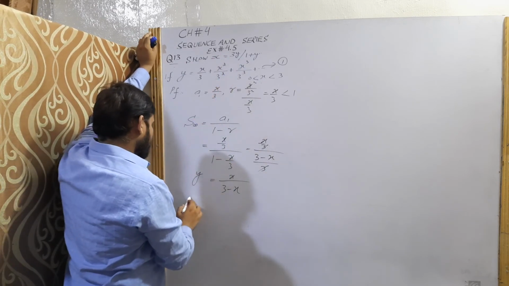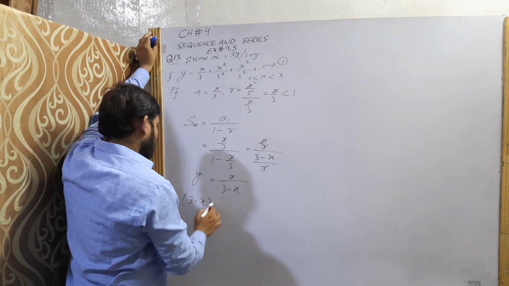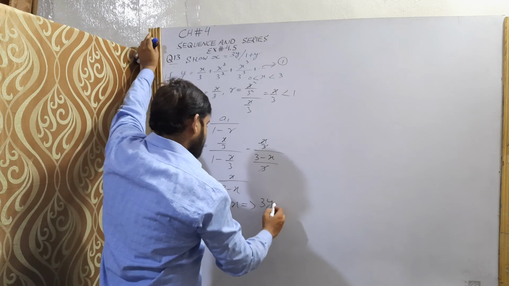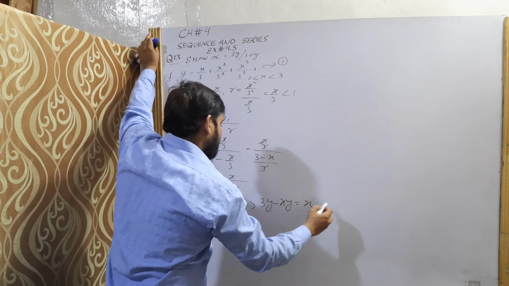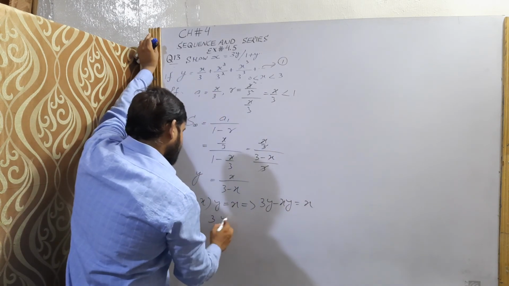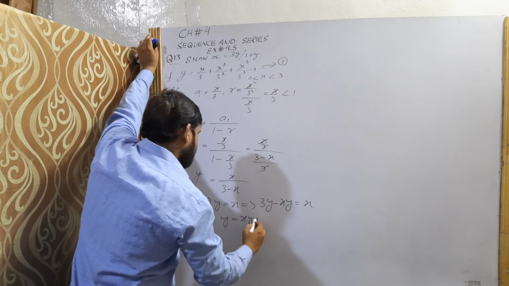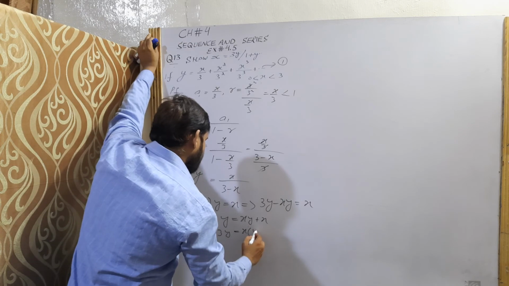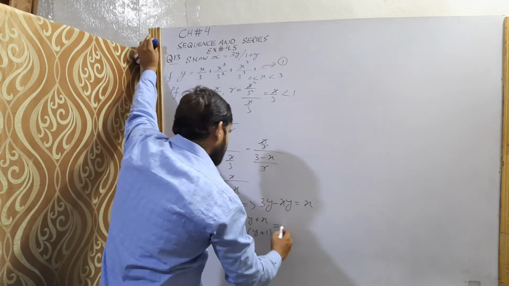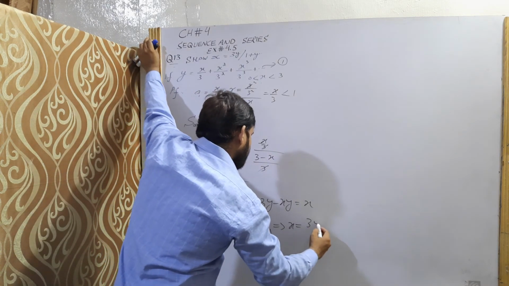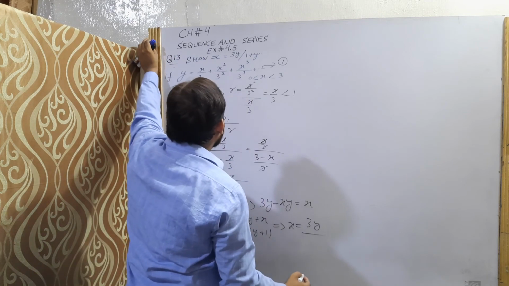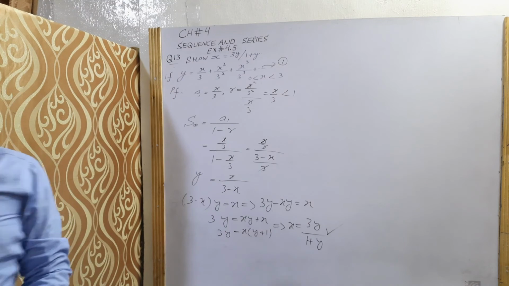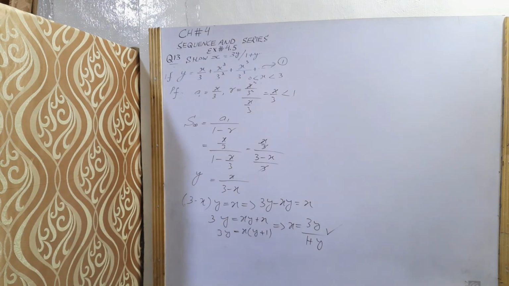So this is 3 minus x into y, equal to x, so 3y minus xy is equal to x. So 3y is equal to xy plus x. So 3y, x is common in this case, so this is y plus 1 times x, which means x is equal to 3y divided by 1 plus y, and hence proved.